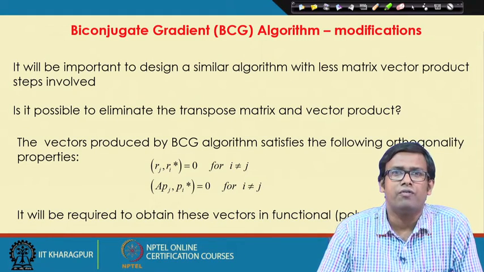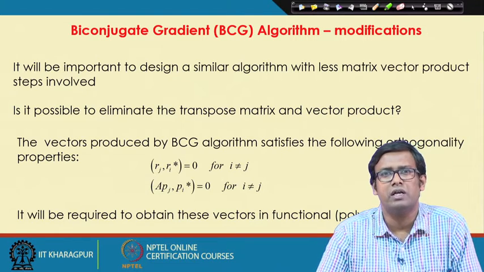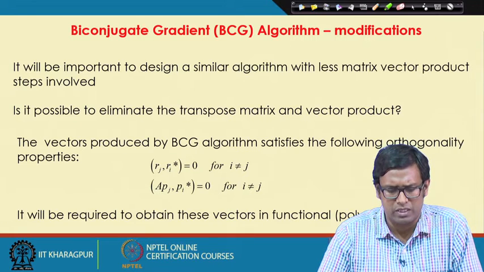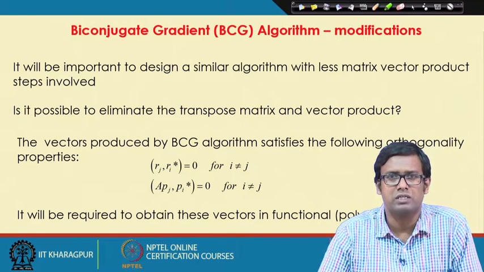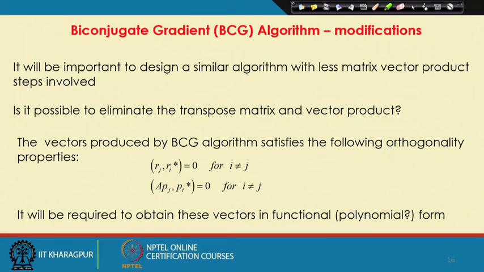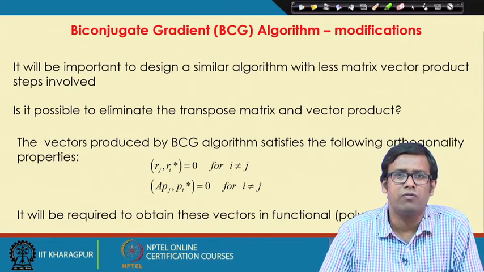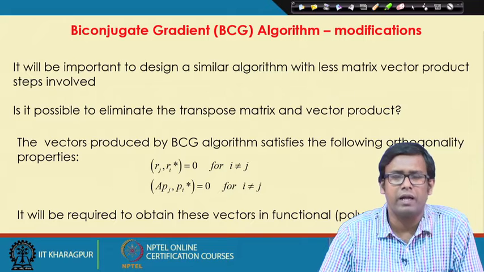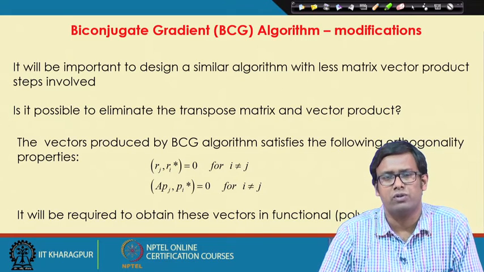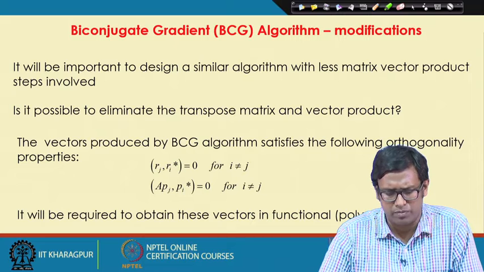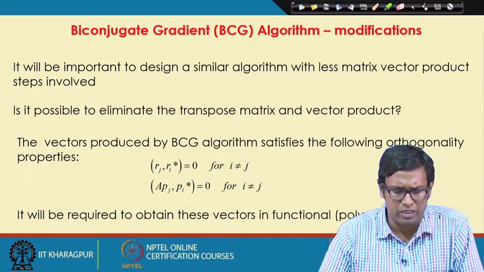Whatever we do, finally the vectors produced by the biconjugate gradient method must satisfy the following two orthogonality properties, that is Rj dot Ri star, where Rj is the residual of Ax is equal to B, and Ri star is the residual of A transpose X is equal to B star. They are orthogonal to each other. If i is not equal to j, they are 0. Similarly, the auxiliary vectors P of A and A transpose are A-conjugate. That means AP dot P star is equal to 0 for i not equal to j.